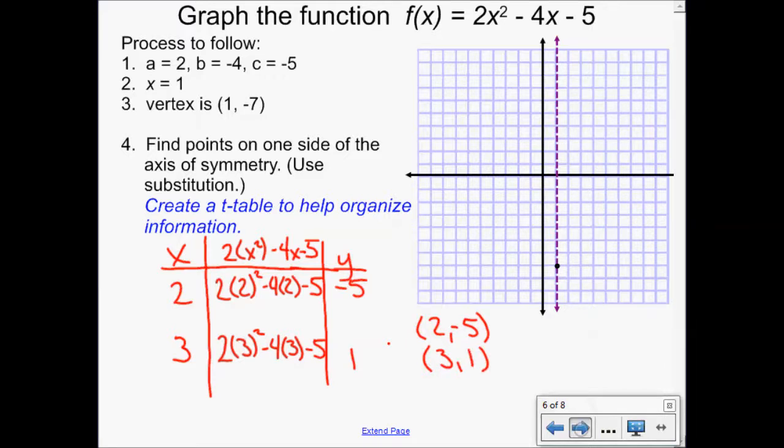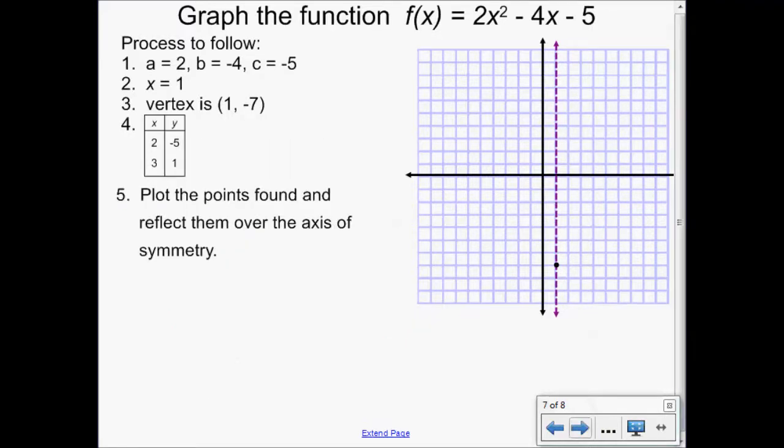Now I'm going to go on to my next step, and I'm going to graph those 2 points. So I'm going to 1, 2, 1, 2, 3, 4, 5. I'm going to put my 2, negative 5 in. That's 1 away from my axis, so I'm going to go to 1 on the other side and plot a matching point. And then I'm going to go to 3, 1. That is 2 away from my axis, so I'm going to go 2 on the other side and plot a matching point. And then I'm going to just draw in my parabola like that.